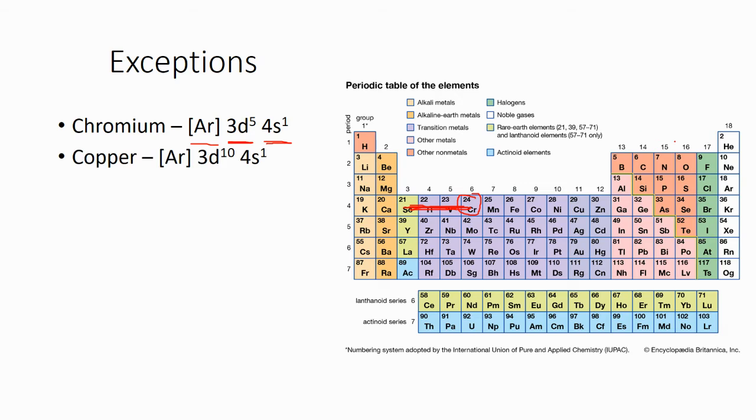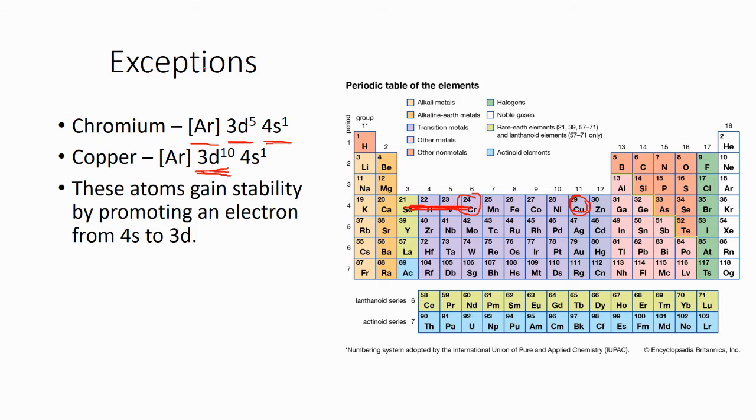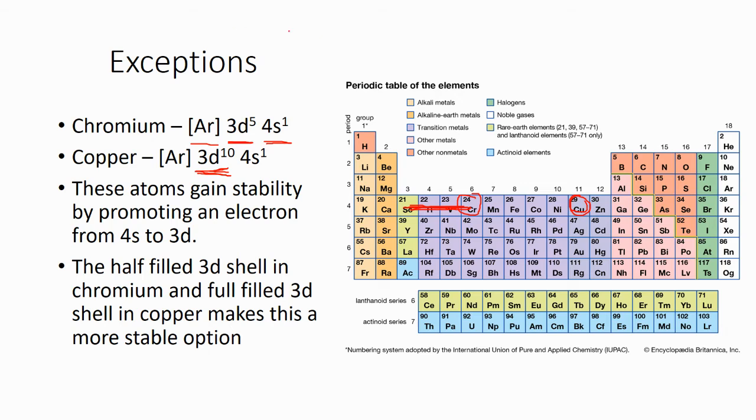The other exception is copper. Copper is atomic number 29, and it also gets some stability from having a full 3d orbital. So these two are an exception because they gain stability by promoting an electron from 4s to 3d. And the half-filled D shell in chromium and the full D shell in copper makes it a more stable option. So you need to remember only for chromium and copper, you only need to put one electron in 4s1 and half-fill or full-fill the D shell.